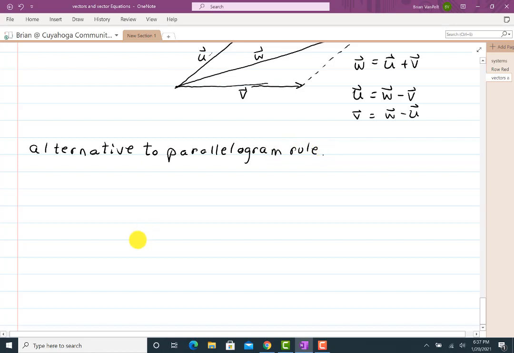As an alternative, let's say I take my vector v, like so, and I can actually attach the u to the end of it. And then when I draw from here to here, that's u plus v. So notice here then that the vector u started right at this point instead of back at the origin. But this vector here is still the sum of them.